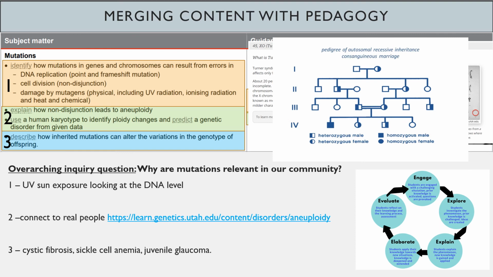As a plan B, I've found these other hereditary mutations and wanted to hear what people thought about which ones students might find more relevant: cystic fibrosis, sickle cell anemia, or juvenile glaucoma. Any feedback is welcome.